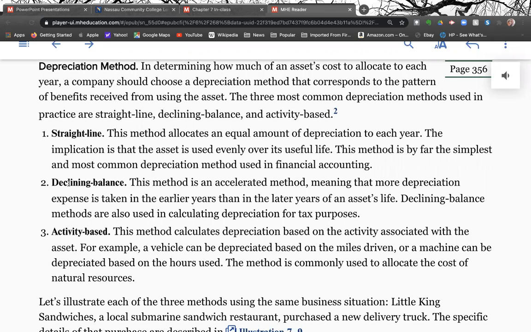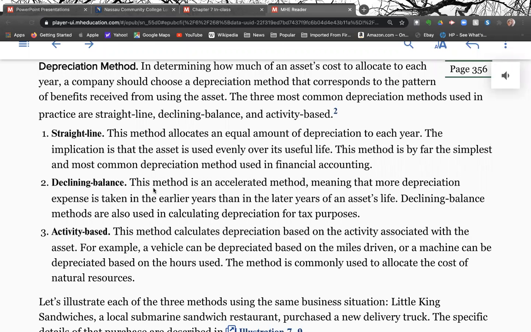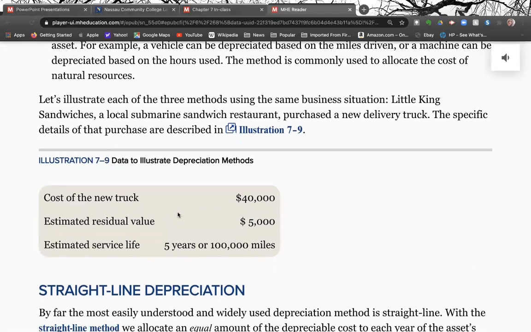That's what this kind of thing assumes, that some assets depreciate really fast the first few years and a lot less the last few years. Right? So we'll see how to do that. Okay, so let's look at the example they give us.